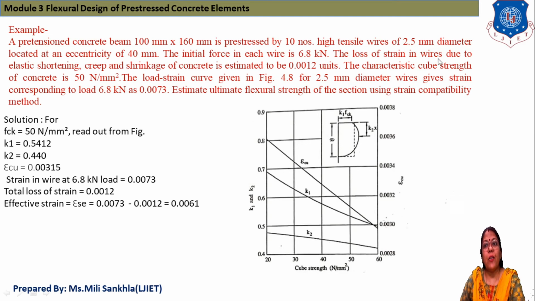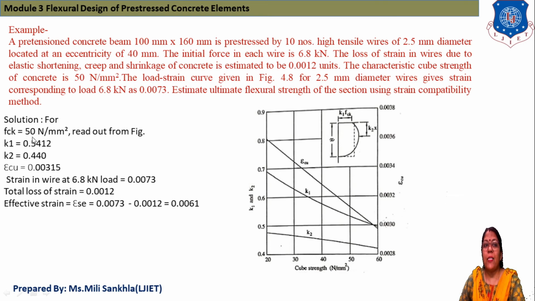The loss of strain in the wire due to elastic shortening, creep, and shrinkage of concrete is estimated to be 0.0012. The characteristic cube strength of concrete is 50 Newton per mm square. The load strain curve given in this figure for 2.5 mm diameter wires gives strain corresponding to load 6.8 kN as 0.0073. Estimate the ultimate flexure strength of the section using the strain compatibility method.